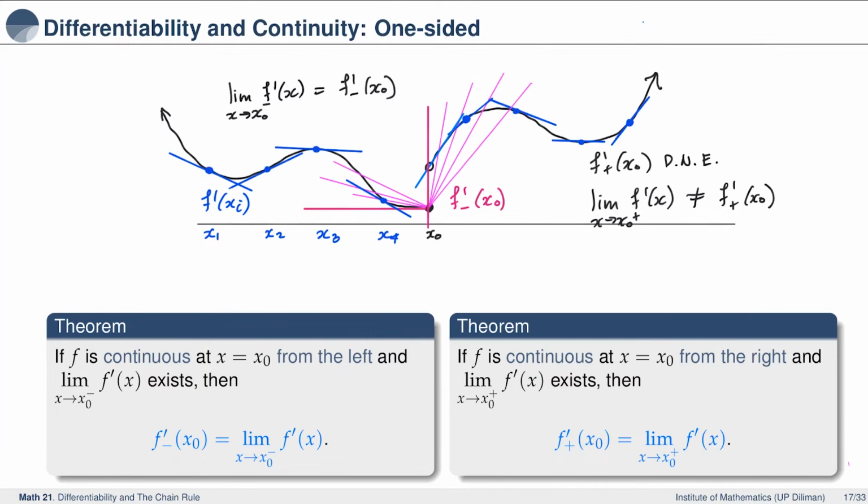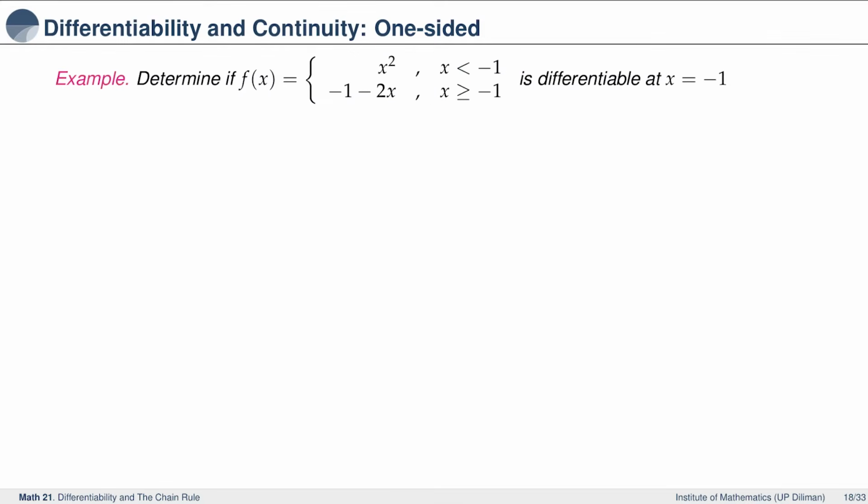So remember, if you want to use this theorem to evaluate the left derivative or the right derivative, you have to first check the continuity from the right or the continuity from the left. Okay, let's try that with this example. Let's consider a function that's defined piecewise as x squared when x is less than -1 and -1 minus 2x when x is greater than or equal to -1. We want to determine if this function is differentiable at x equal to -1.